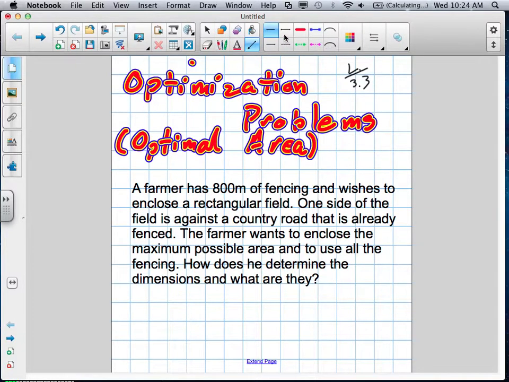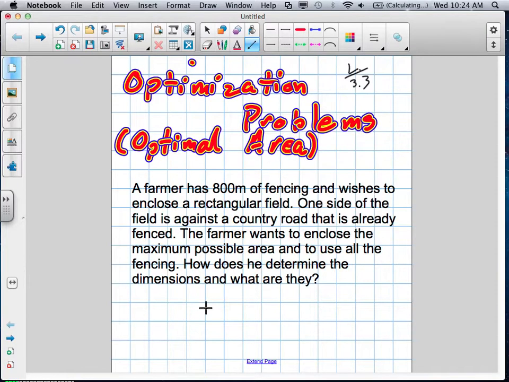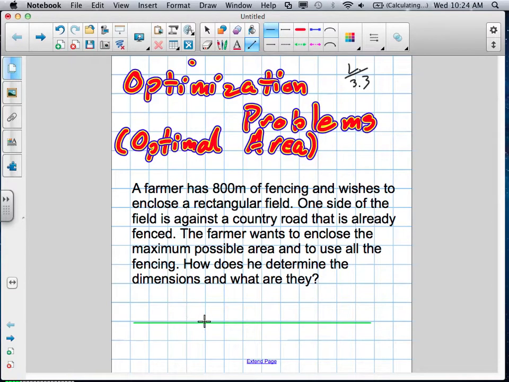So there's some country road. We'll make that green. Here goes the country road. That's the fencing for that. He has his fencing. Okay. And what he needs to do is build a width, a length, and another width. This will create our rectangle for us. Okay. Well, that means he needs 3 sides, but 2 of the sides are going to be the same.